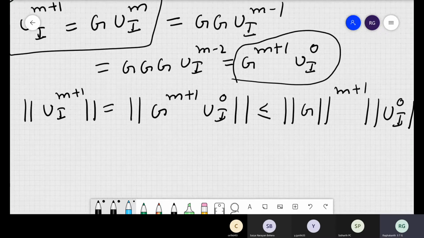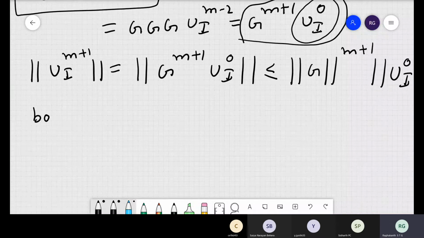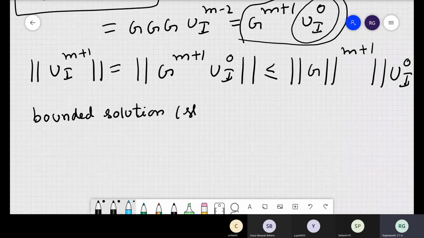So what this tells you is, if I know the initial solution, how the solution grows at time equal to 100 steps or 200 steps or so many steps is given by this equation. You followed, right? If you want a stable solution, what should be the criteria here? If I want a bounded solution, it should not explode. What should be the criteria here?